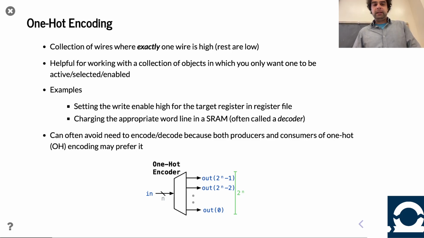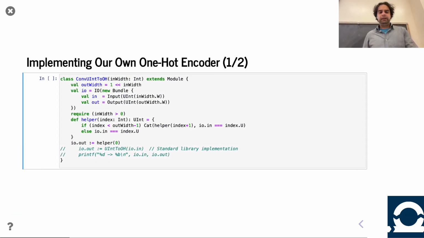So let's see how we actually go about implementing this. Let's say I want to implement my own one-hot encoder. That is, I want to take a number in binary and then turn it into a one-hot encoding. So you can see how this comes together. Whatever my input width is, let's say it's 4. If I have 4 bits, that's going to represent from 0 to 15, 2 to the 4 minus 1. That's 16 things. It's actually going to need 16 wires to do that one-hot, and that's what this is out with. So you see already our input width and our output width are different things.